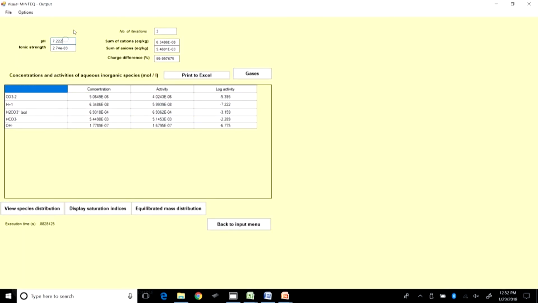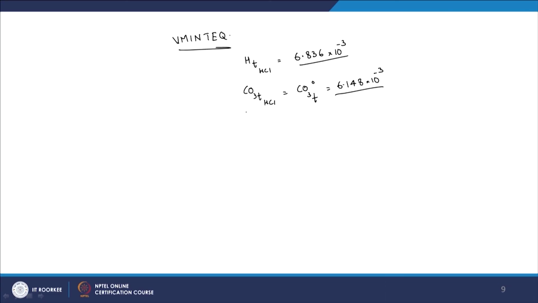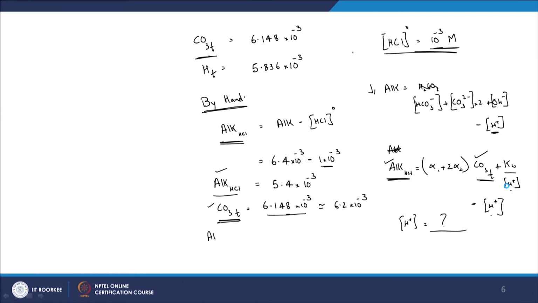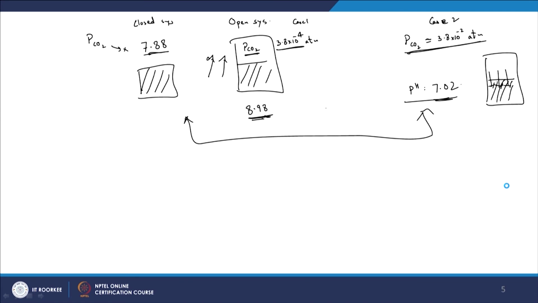Now obviously I see that the pH is now less, it is 7.2, right. So, let us understand the system here. I now end up with a pH of 7.2. Let us go back to that particular case where we looked at a comparison of different pHs. Initially, for the closed system it was 7.8 from part A. For part B, after we let it equilibrate with the atmosphere at 3.8 into 10 power minus 4, we saw that the pH increased to 8.98, and why is that? Because CO2 left the system.